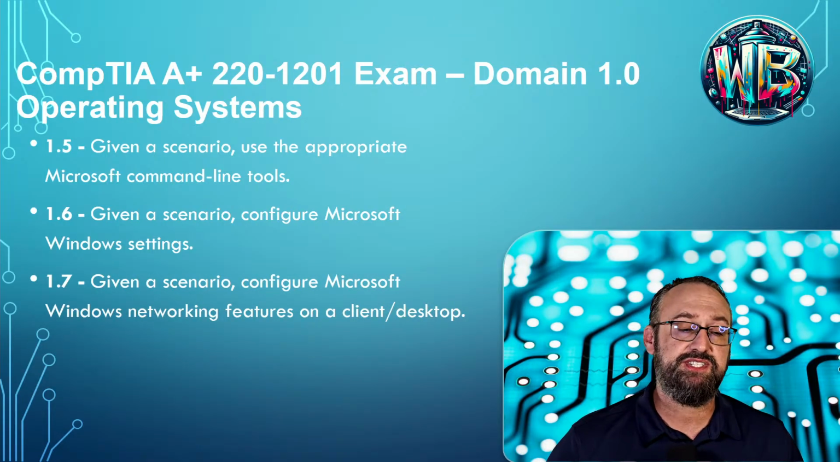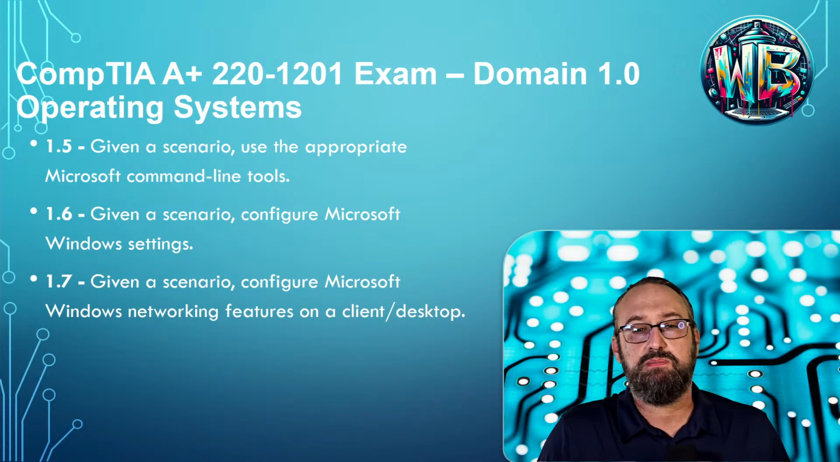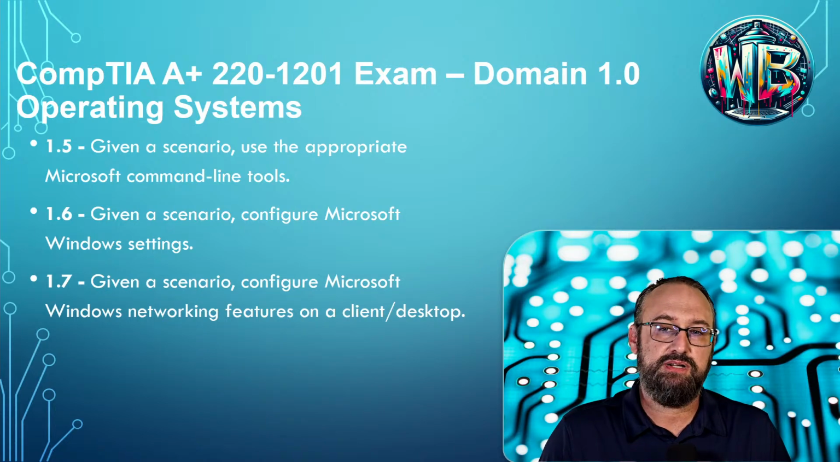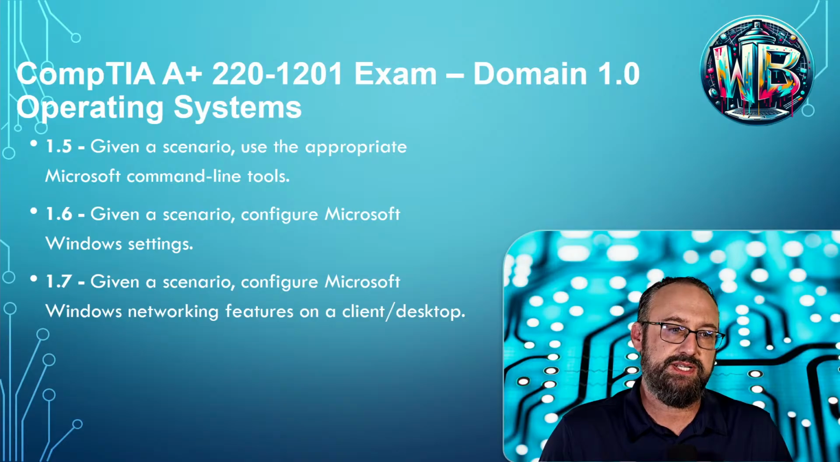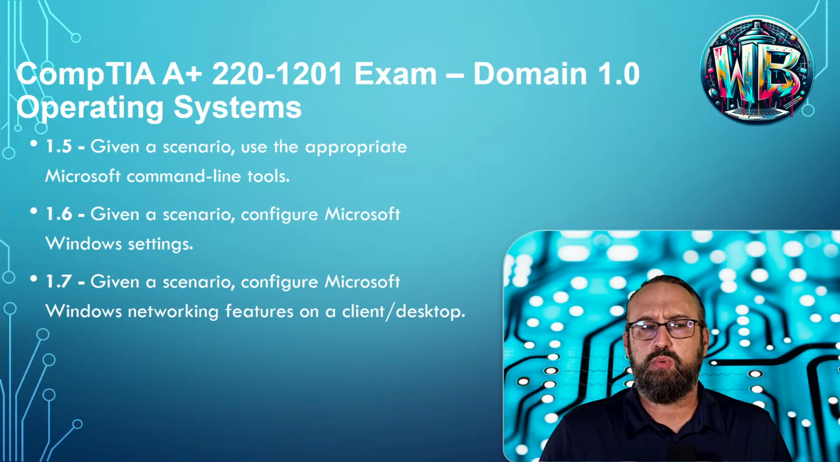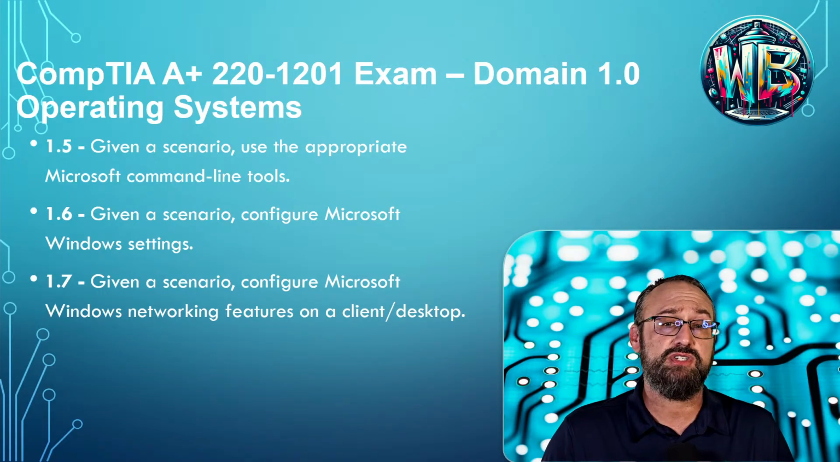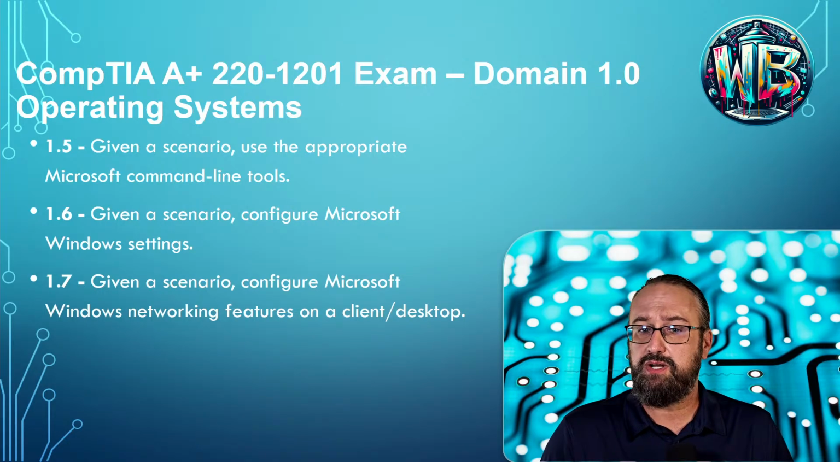1.7 is given a scenario, configure Microsoft Windows networking features, right? This is where they're going to get you to prove that you know how to do things like join a computer to a domain. What's the difference between a domain and a workgroup? And how do we share resources? How do we establish things like network connections, whether it's a VPN, maybe it's a wired Ethernet connection, or it's Wi-Fi, your 802.11 wireless connection, and how do we configure those too.